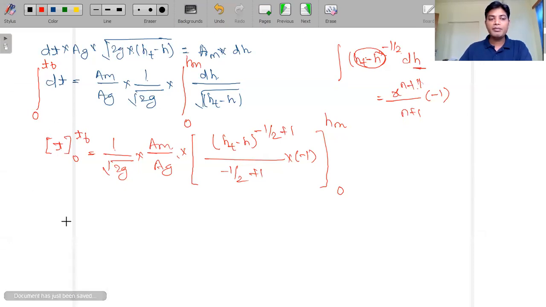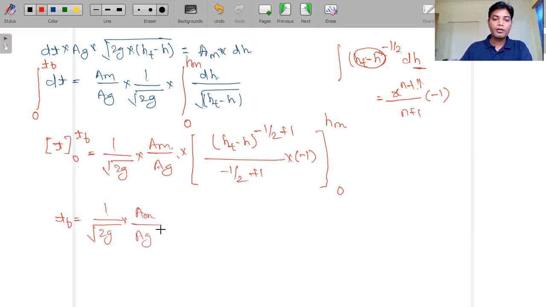So this will be tb minus 0, so this becomes tb. This is 1 by root 2g into Am by Ag. Minus 1 by 2 plus 1 will become 1 by 2, so this is 2, and this is minus 1. First of all, just put the value over here. On behalf of h only we are putting the value. First put the value of hm.